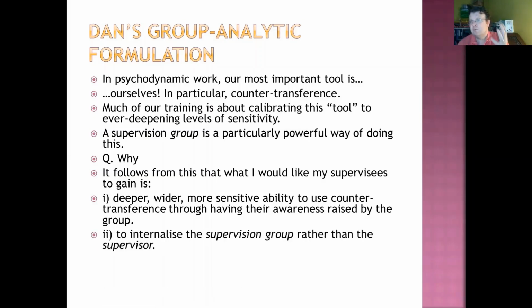So what I'm hoping is they're going to internalize a supervision group rather than internalize me. Casement talks about an internal supervisor, and I think that's really important.